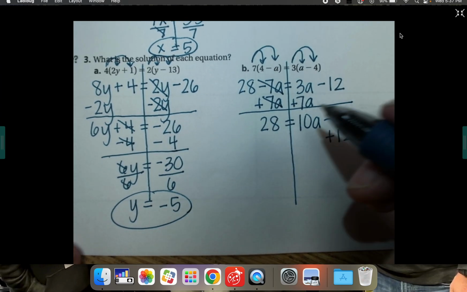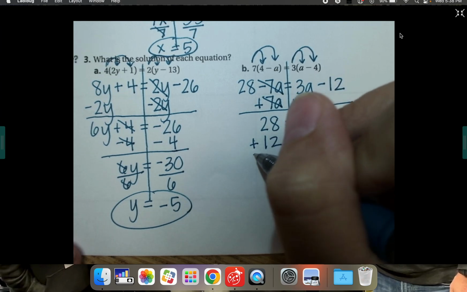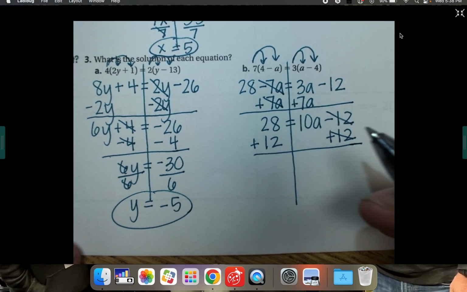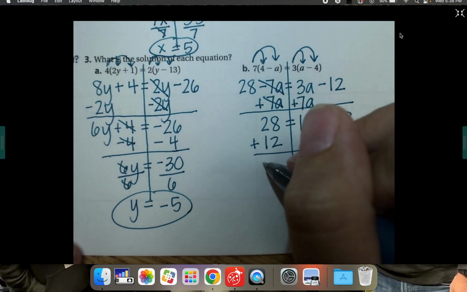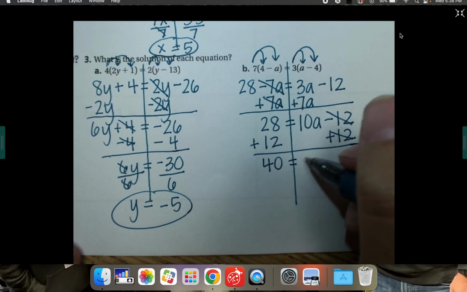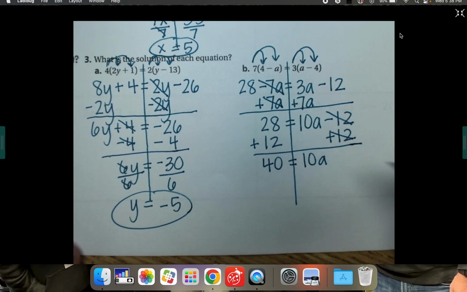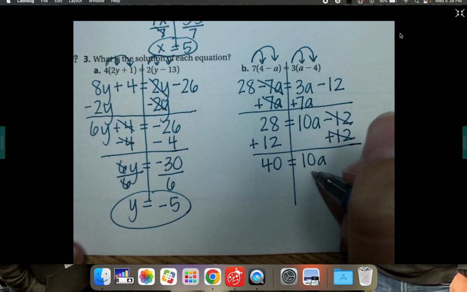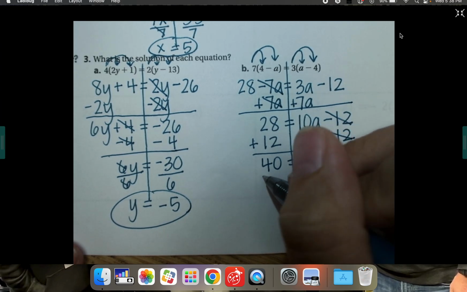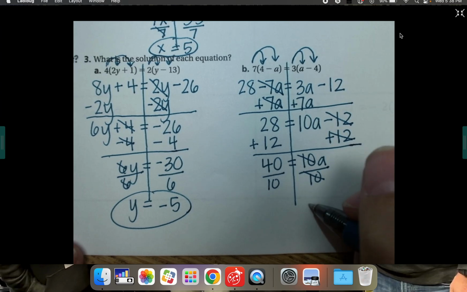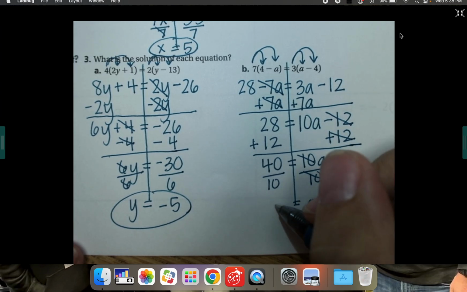All right, you're left with the basic two-step 7th grade equation. So you're going to add 12 next. 28 plus 12 is 40. And then bring down your 10a. All right, last step, divide both sides by 10 to get a completely by itself. And so a would be equal to 4.